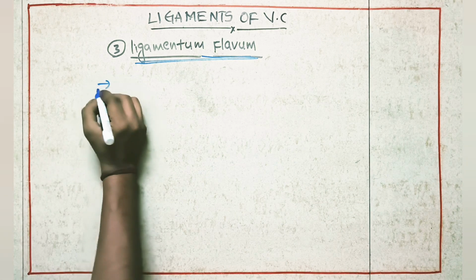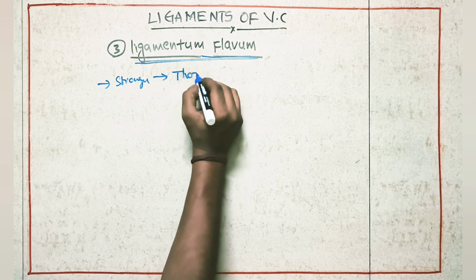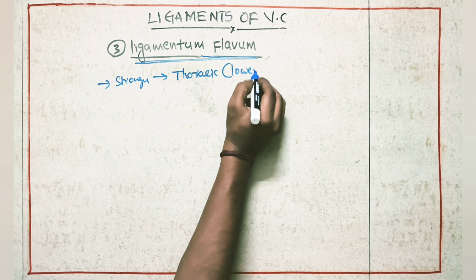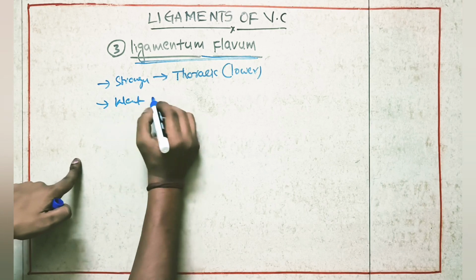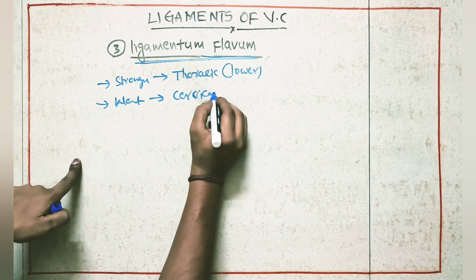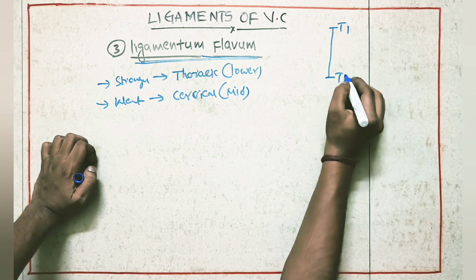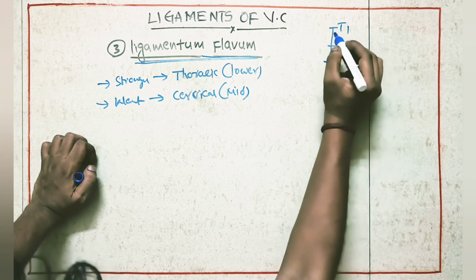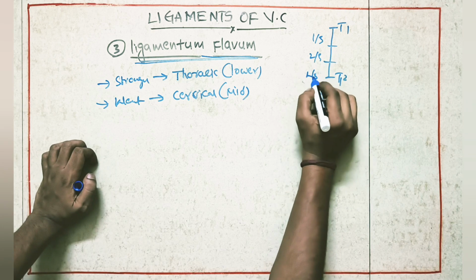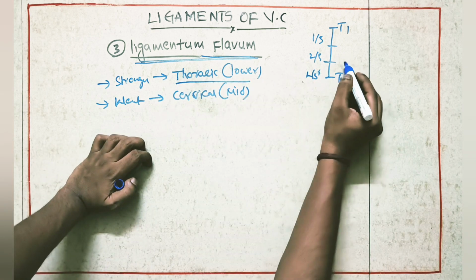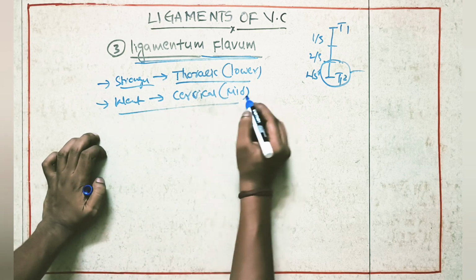Here, the ligamentum flavum is strongest in the thoracic region, especially the lower thoracic region, where the ligament will be very strong. At the same time, it is weakest in the cervical region, which means the mid cervical region. If we take the thoracic spine, T1 to T12, and divide it into three parts, 1/3, 2/3, and 3/3, or the lower third, in this lower third the ligamentum flavum will be very strong, and weakest in the mid cervical region.